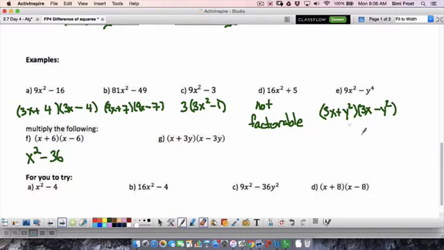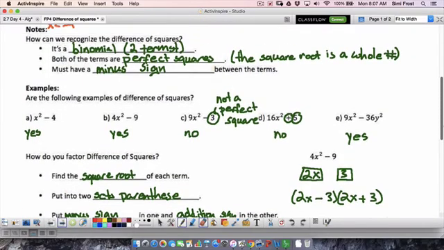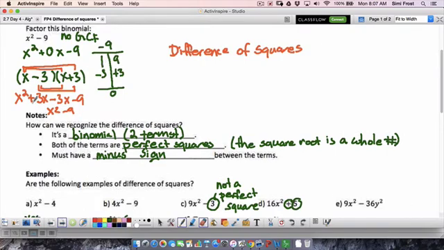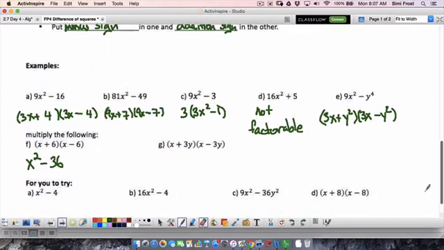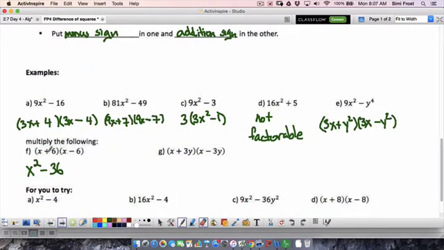So you could FOIL it all together like we did at the very top here, and then you see that the middle terms cancel out. Or if you recognize right away that it's a factored difference of squares, because you're seeing the same numbers and variables repeated with just a plus and a minus sign, then just go ahead and square this one, square that one, and stick a negative between it.